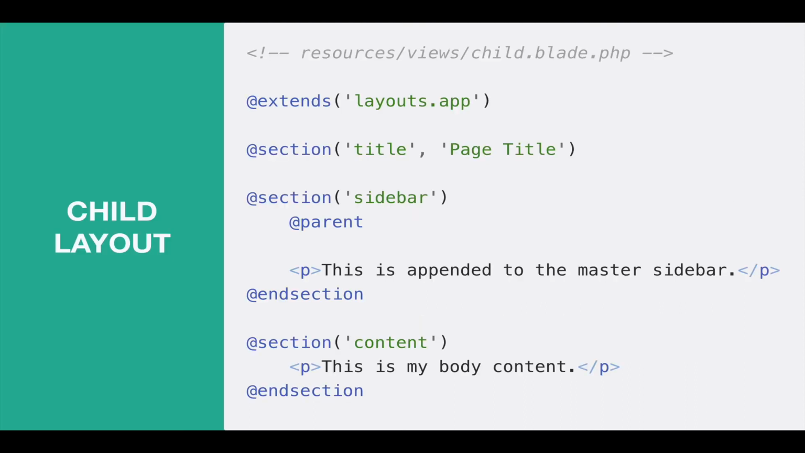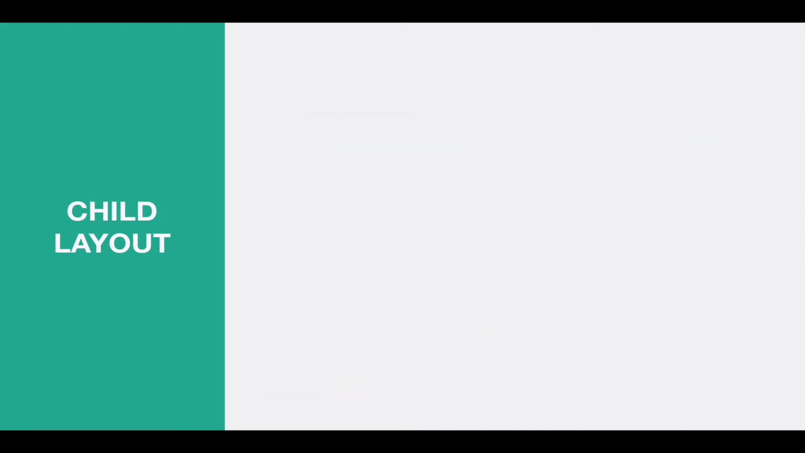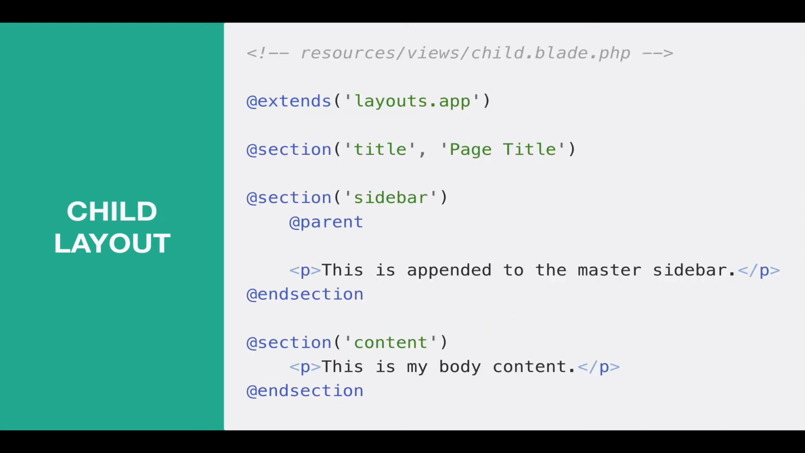So here's the master, and here's the child page. We're going to extend that master page using the extends directive, and then we're going to update that title. Remember at the very top we had that yield title. Now we're declaring that section, and we want to update the yield for title, and here's the value we want. So when this gets updated, it will have that specific page title.